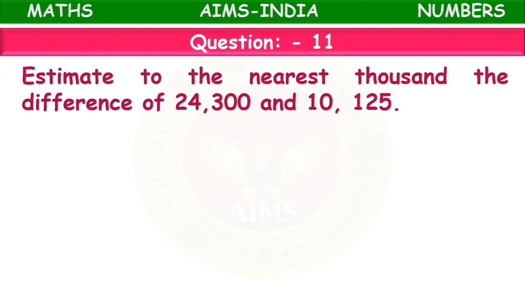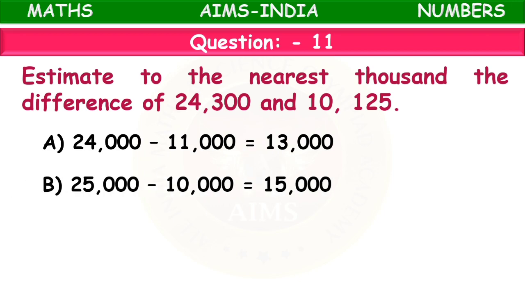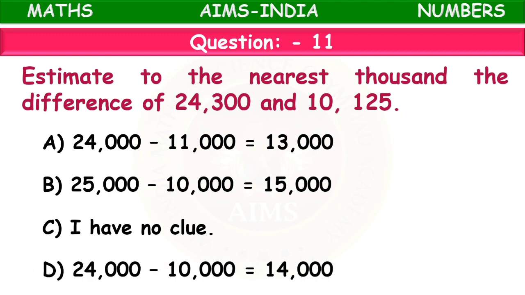Moving on to question number 11. Estimate to the nearest thousand the difference of 24,300 and 10,125. Option A, 24,000 minus 11,000 is equal to 13,000. B, 25 minus 10 is equal to 15,000. C, I have no clue. Or option D, 24,000 minus 10,000 is equal to 14,000.